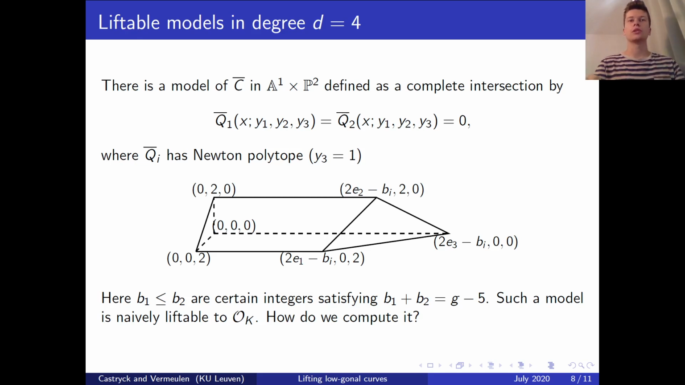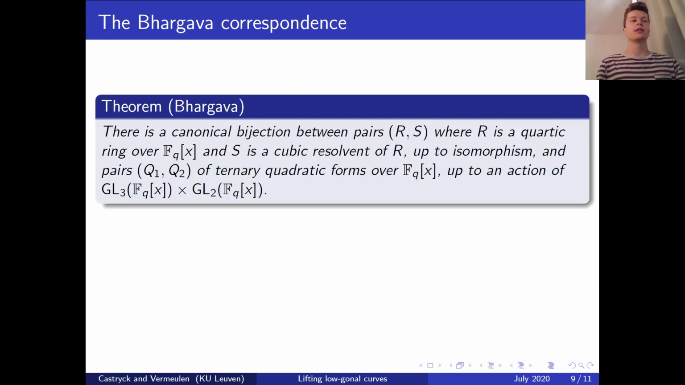So again, we will rely on ring parametrization, this time due to Bhargava in his PhD thesis. And it states the following: there is a canonical bijection between pairs (R, S), where R is a quartic ring over FQ[x], and S is a cubic resolvent of R, considered up to isomorphism, and pairs (Q1, Q2) of ternary quadratic forms over FQ[x] up to an action of GL3 times GL2.